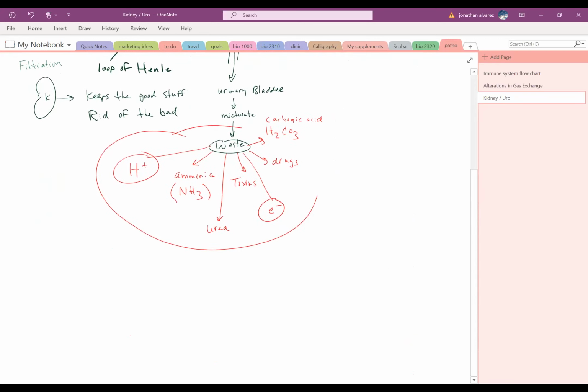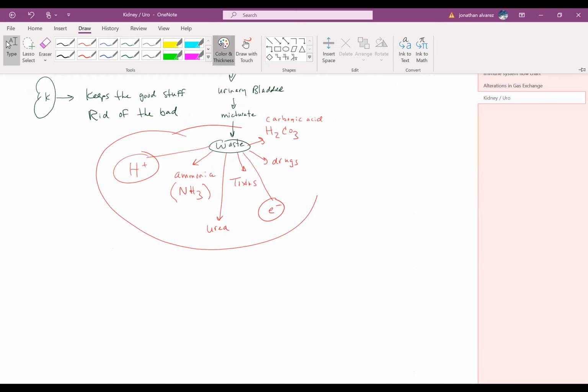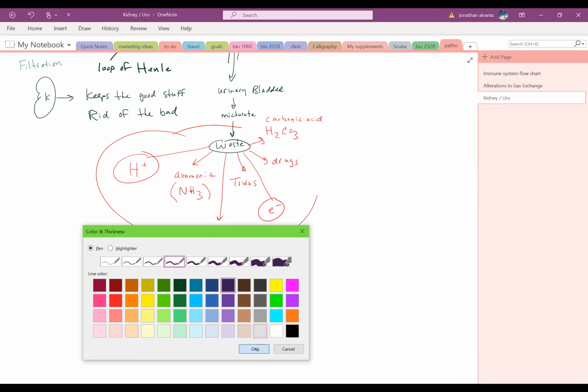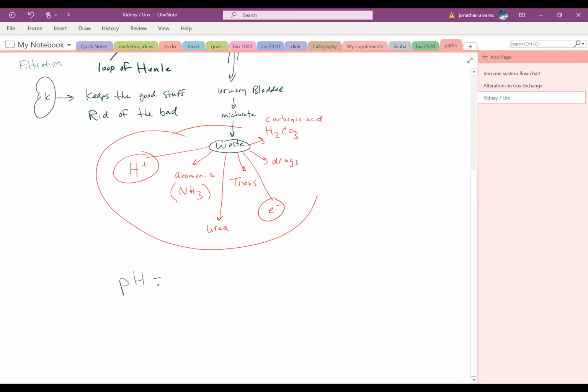Okay, another important thing to know is pH. Okay, so 6.9 to about 7.8. Different authors will say different things. Okay, I've seen 6.5 to 7.5.